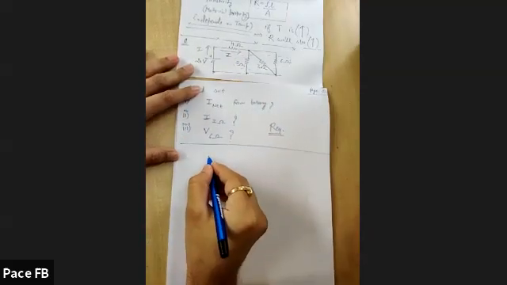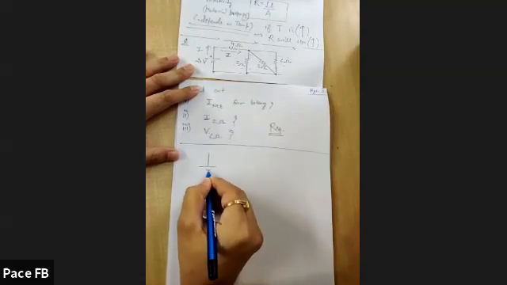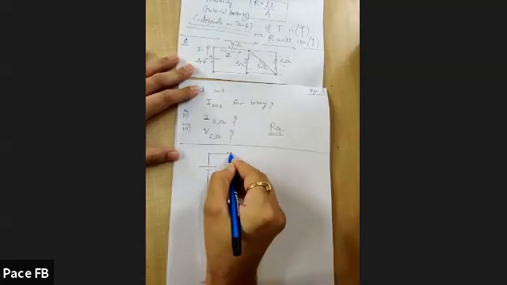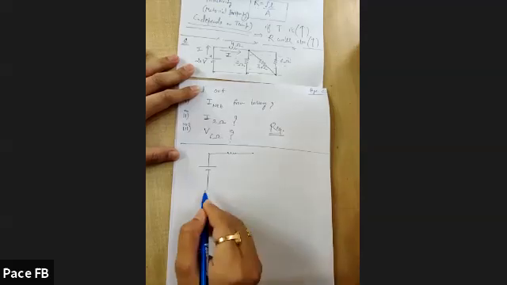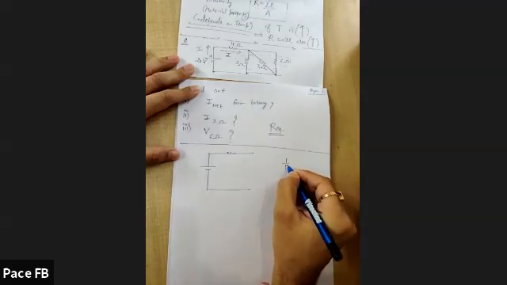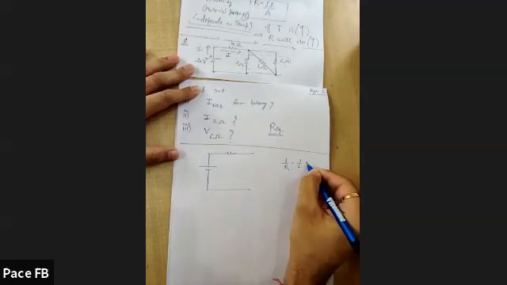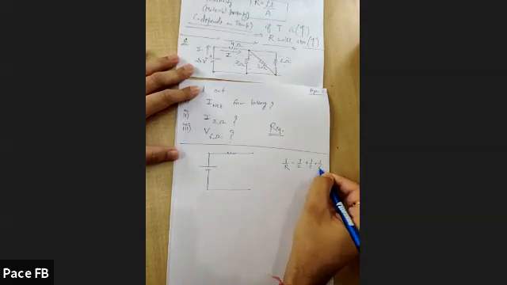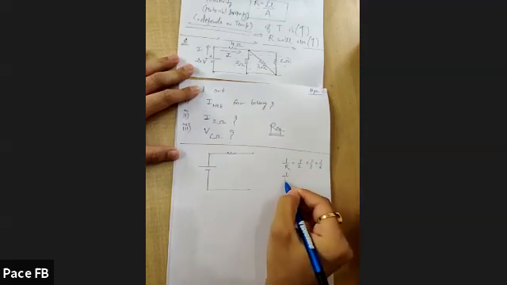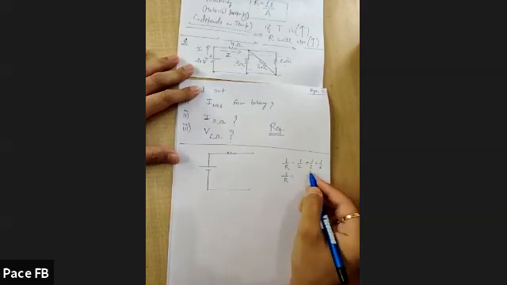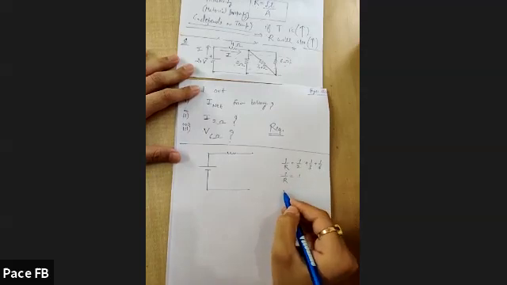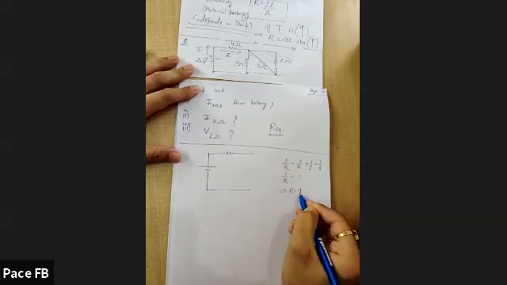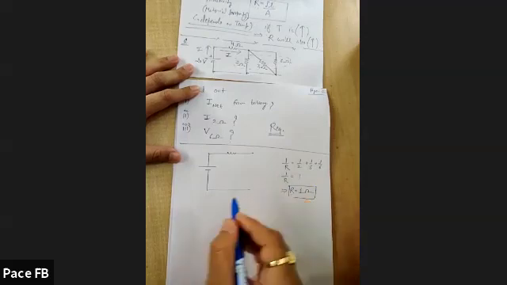So now the circuit will become like this. If all are in parallel, then what is the R? 1 upon R is equal to 1 upon 2 plus 1 upon 3 plus 1 upon 6. Solve all of them. This comes out to be 1. So this implies R is equal to 1 ohm. So equivalent of all these three would be 1 ohm.